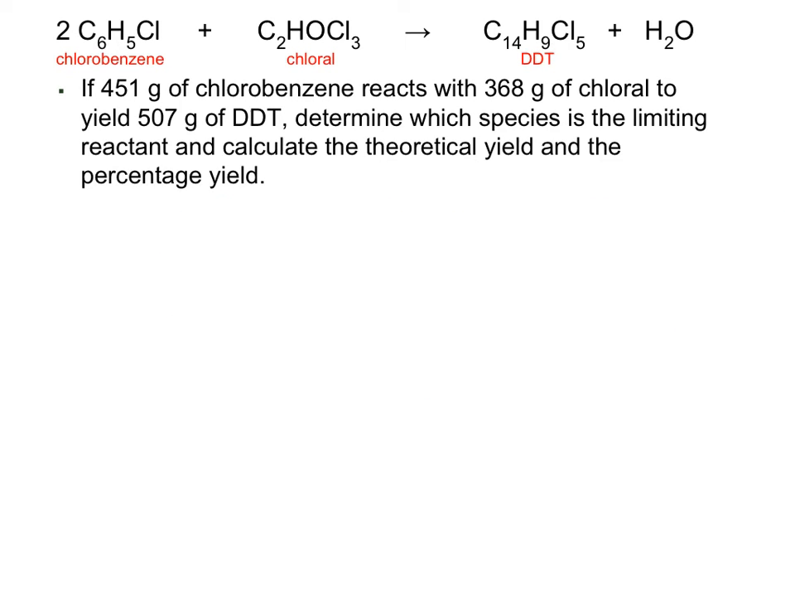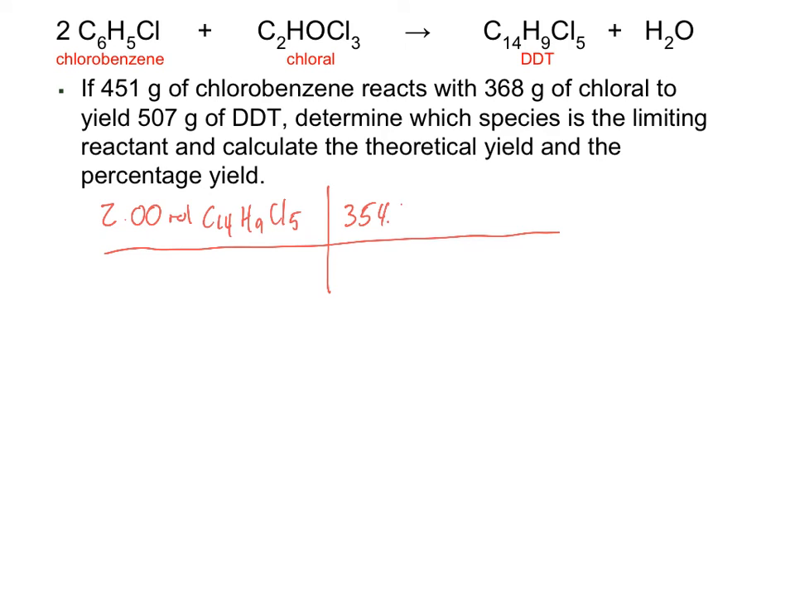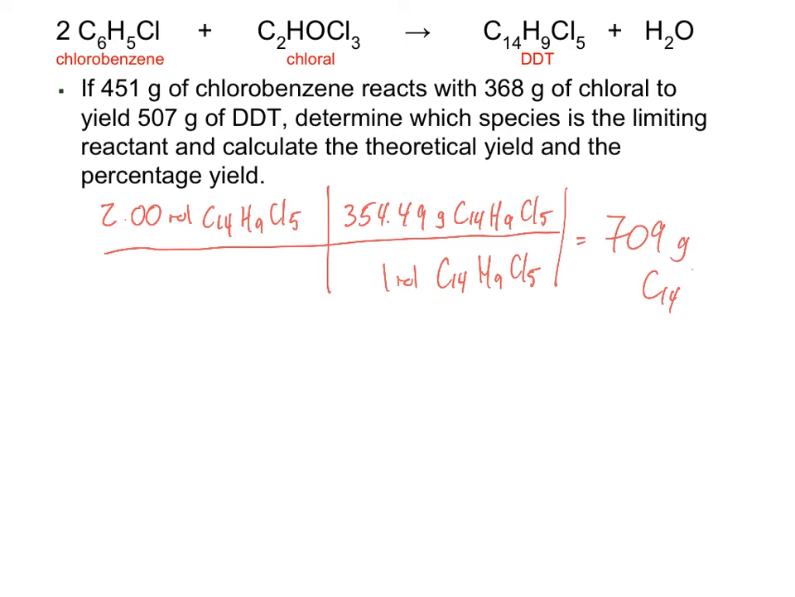And so then, we can just finish off the calculation. We know that we're going to form 2.00 moles of DDT, and we can simply use the molar mass of DDT to then convert that over to grams. For a final theoretical yield of DDT of 709 grams.